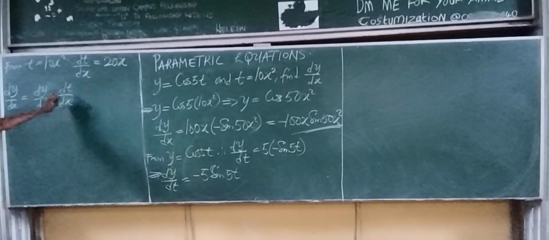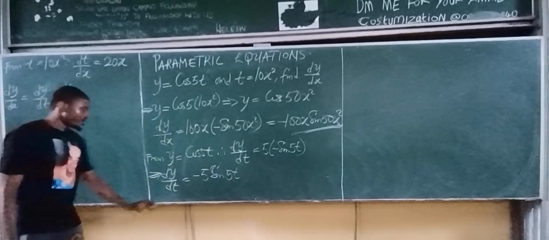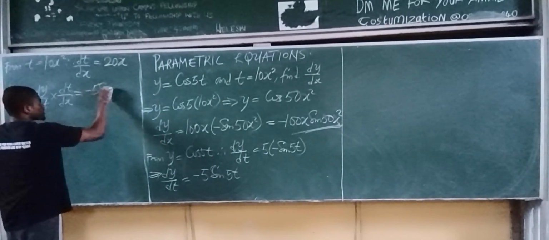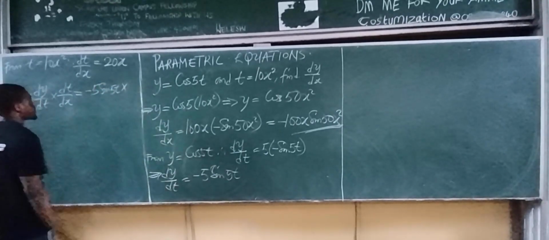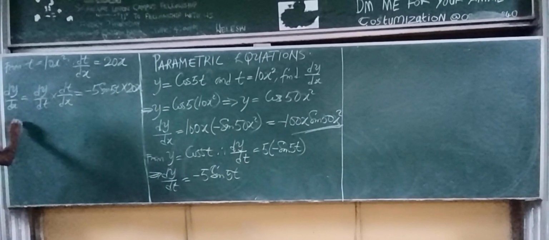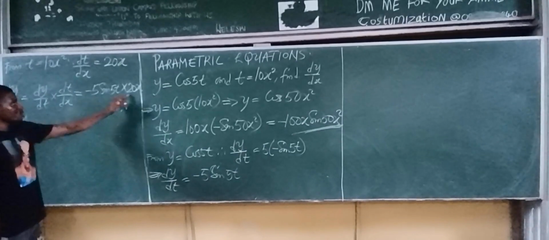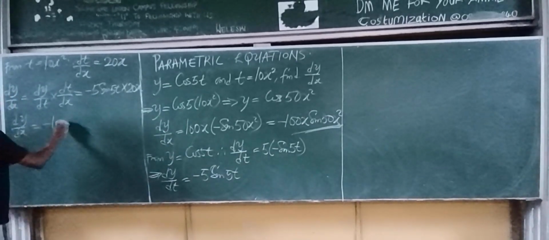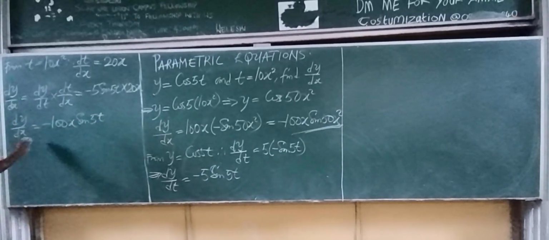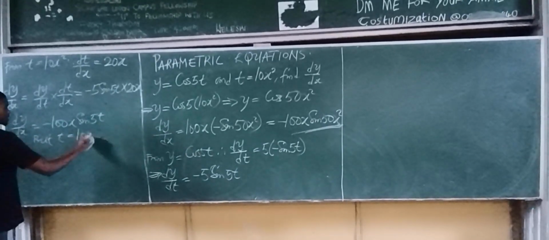Of course, from here, the dt can cancel the dt. I'm left with dy/dx, and this is equal to dy/dt, not forgetting, gave me minus 5 sine 5t, multiplied by dt/dx, which gave me 20x. Okay, so this is actually saying dy/dx is equal to minus 5 times 20, which is minus 100x sine 5t, but not forgetting that t itself is actually 10x squared.